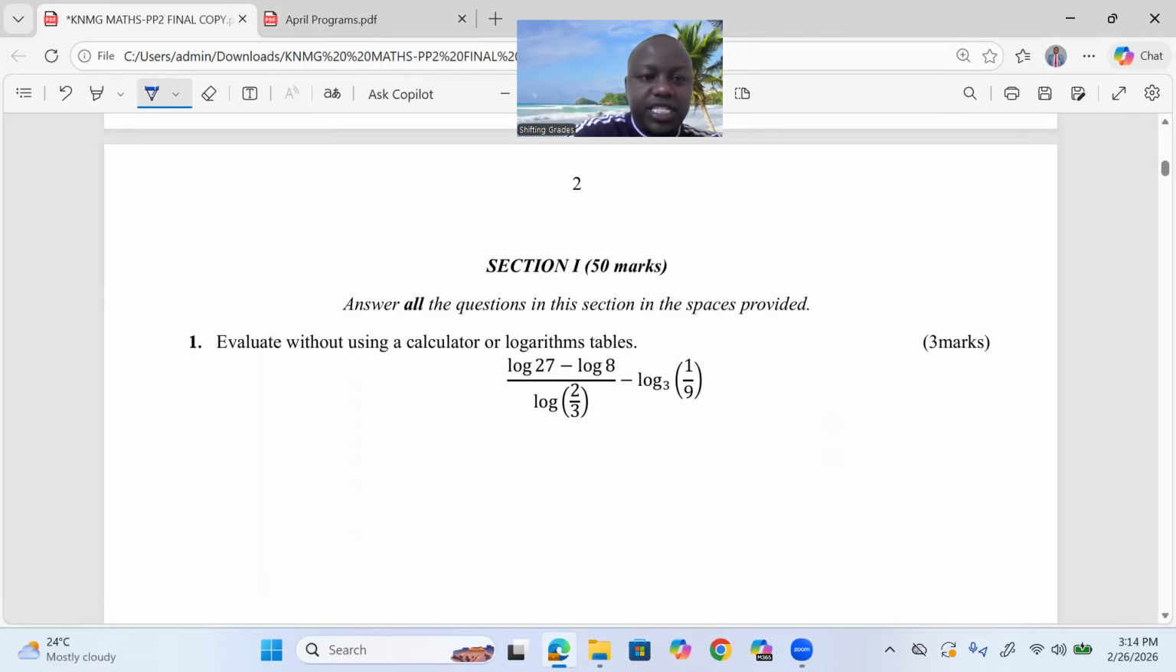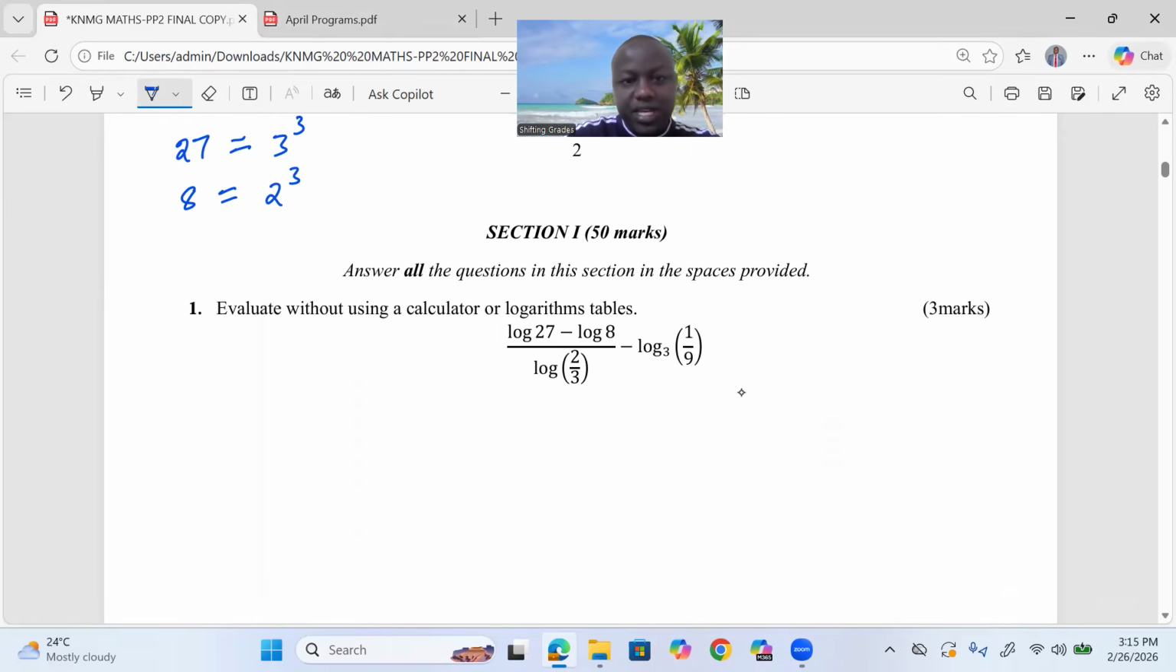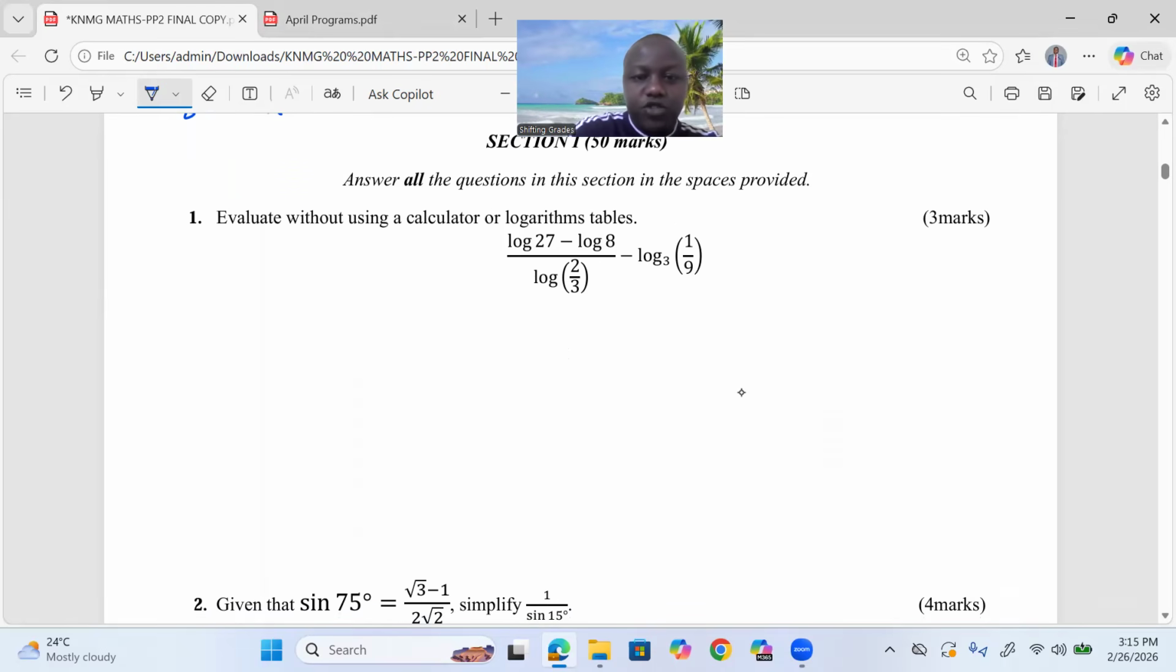So 27, ladies and gentlemen, is the equivalence of 3 power 3. Are we together in that? And 8 is the equivalence of 2 power 3. So with this now, instead of log of 27 minus the log of 8, we can say the log of 3 power 3 minus the log of 2 power 3. So you can see the two terms have been raised to power 3.